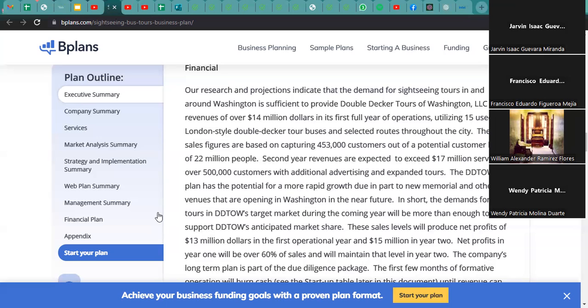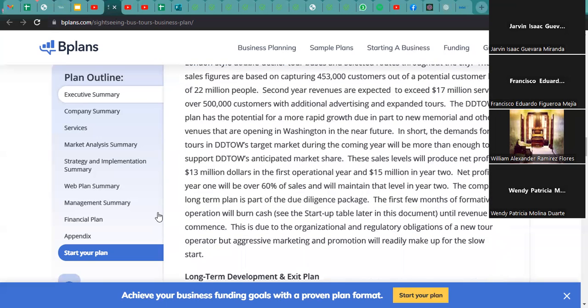These sales figures are based on capturing 453,000 customers out of a potential customer base of 22 million people. Second year revenues are expected to exceed 17 million, serving over 500,000 customers with additional advertising and expanded tours. The DD Town plan has the potential for more rapid growth due in part to new memorial and other venues that are opening in Washington in the near future. In short, the demand for tours in DD Town's target market during the coming year will be more than enough to support DD Town's anticipated market share.